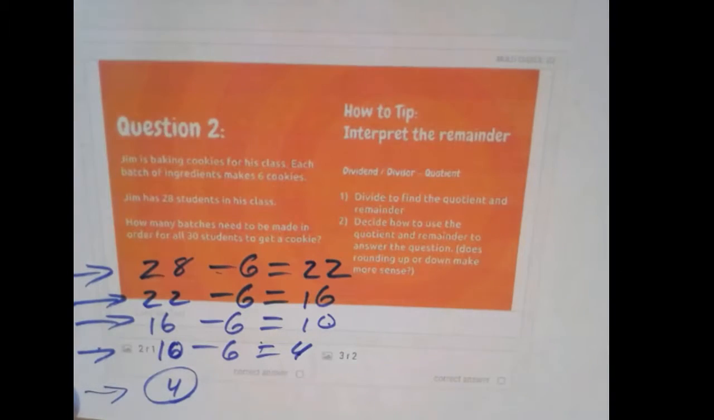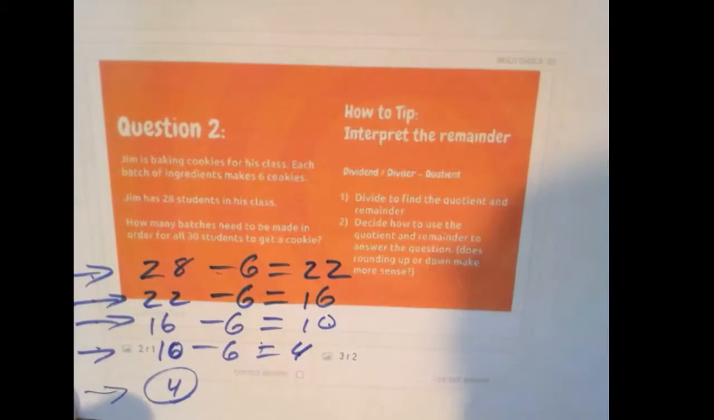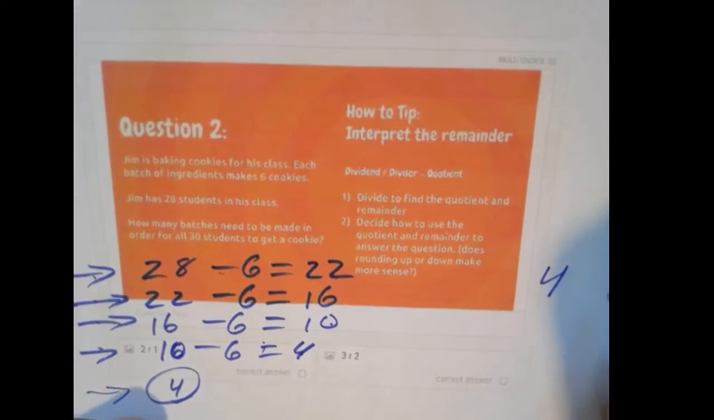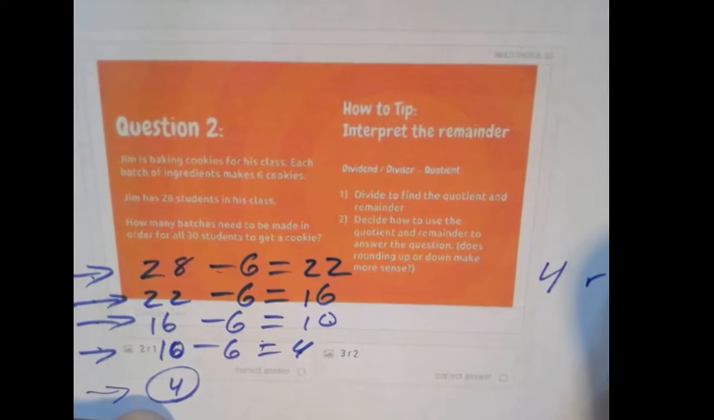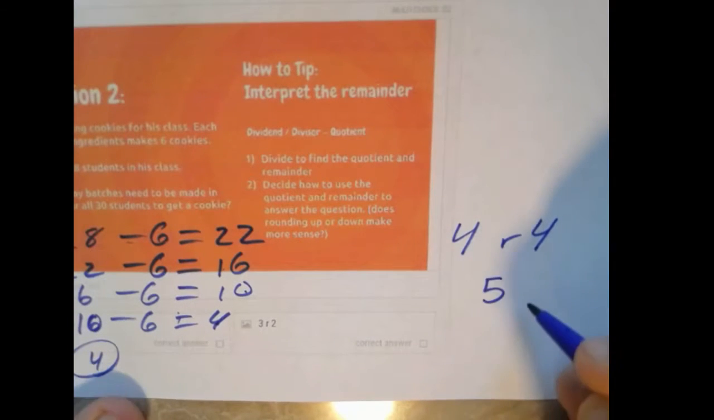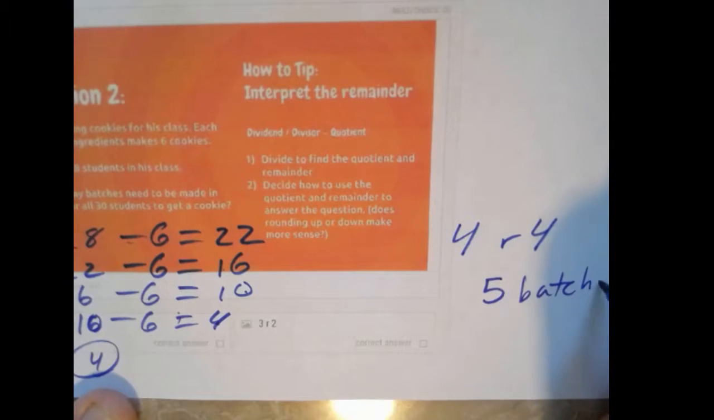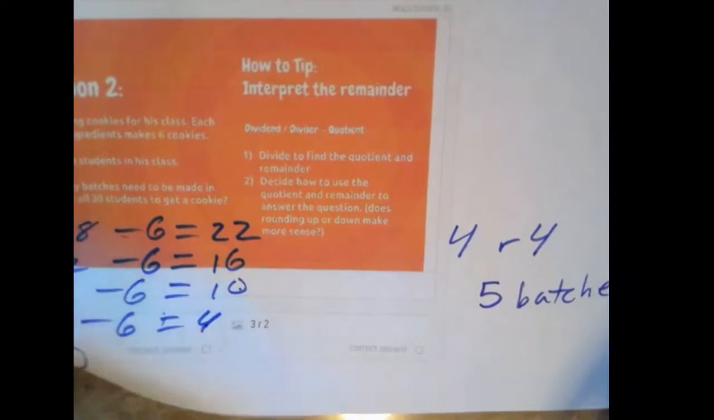Yeah, so that would be 5 batches, right? So there's going to be 30 cookies made in total. But what we have here is 1, 2, 3, 4 batches with a remainder of 4, or a total of 5 batches needs to be made. Okay. On to the next one.